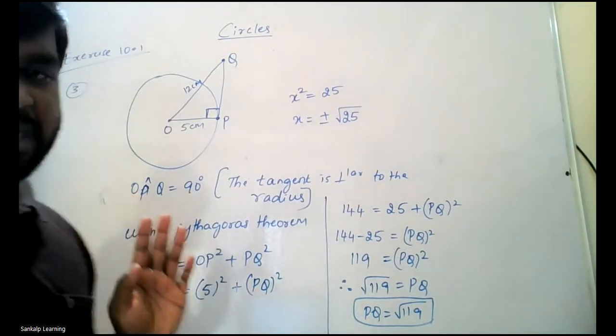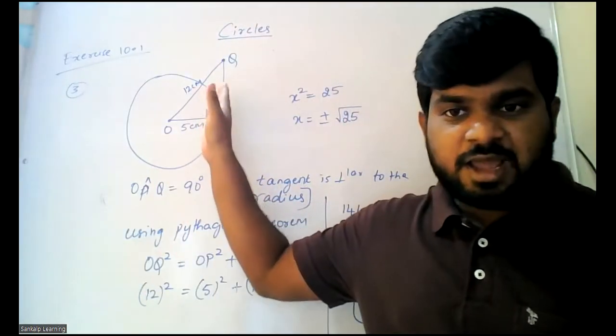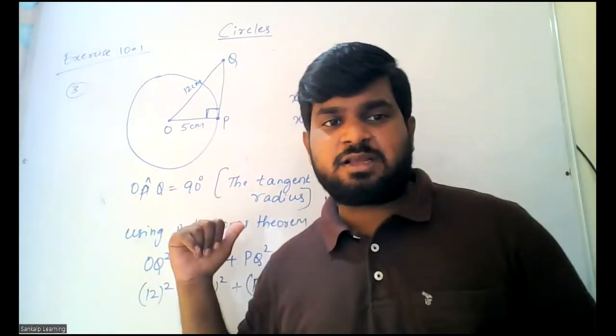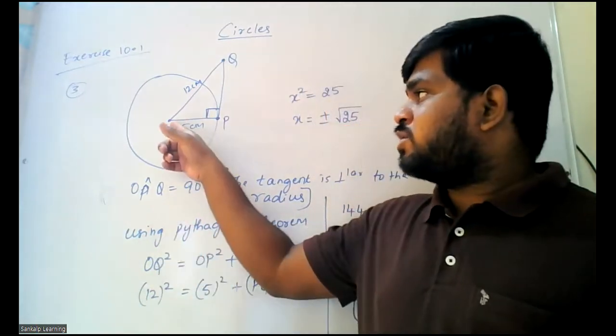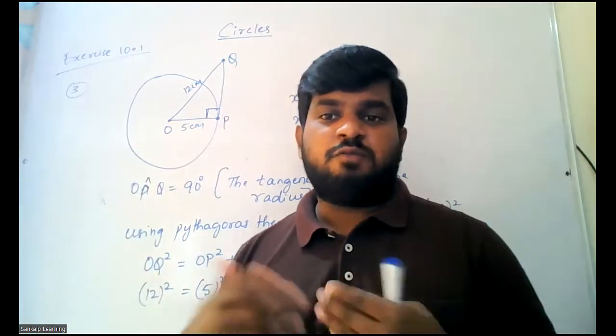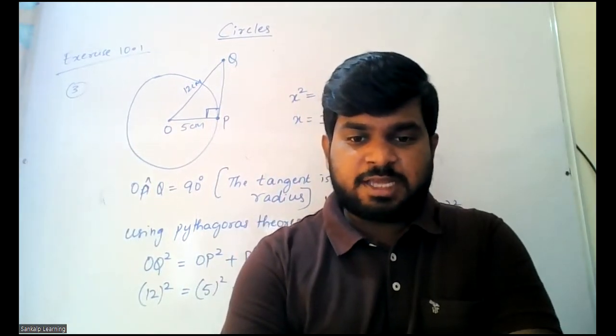So what is the value of PQ that we got? It is root 119. From this problem, we got to know that we are going to get a right angle triangle and we can use Pythagoras theorem. Most of the problems deal with such things where you get a right angle. How do you get a right angle? Because the radius and the tangent are perpendicular to each other. We are going to use Pythagoras theorem. So let's get into the next problem, students.